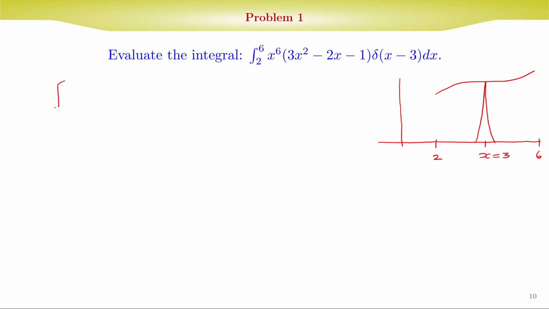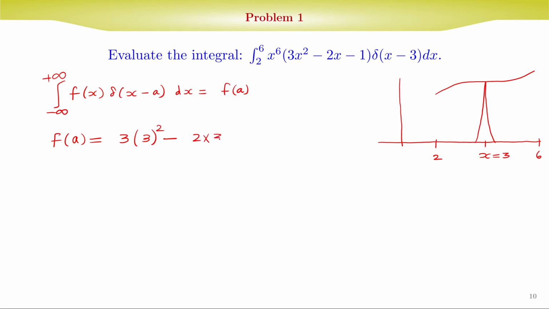And now we have the integral from minus infinity to plus infinity of f(x) delta(x minus a) dx equal to f(a). Therefore, when we calculate f(a), this will be equal to 3 times 3 square minus 2 times 3 minus 1. And this is 27 minus 6 minus 1, and this is equal to 20.